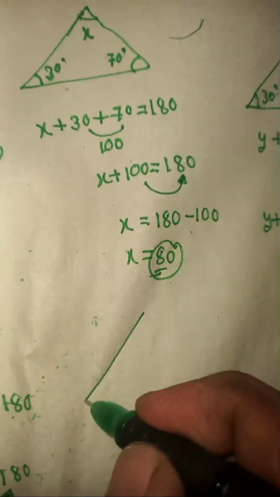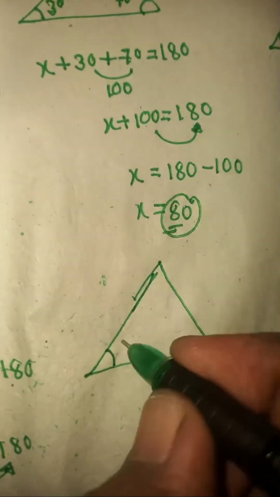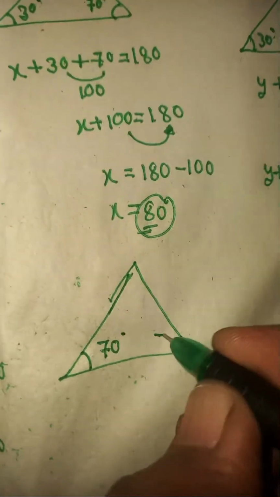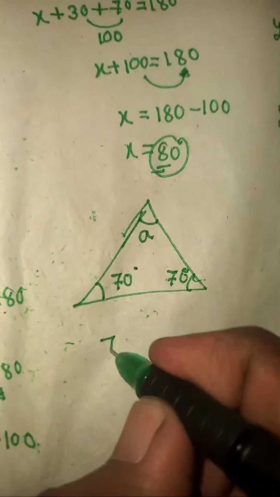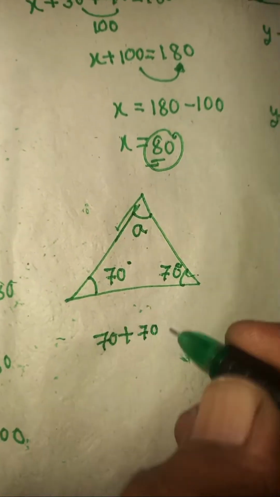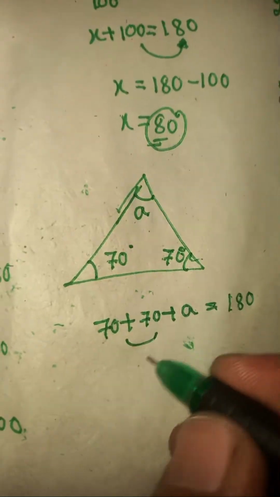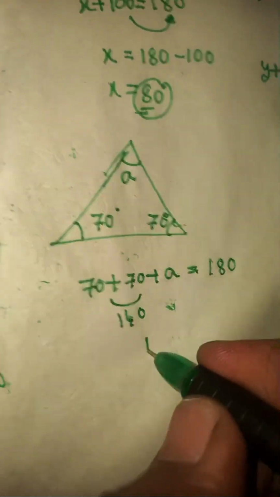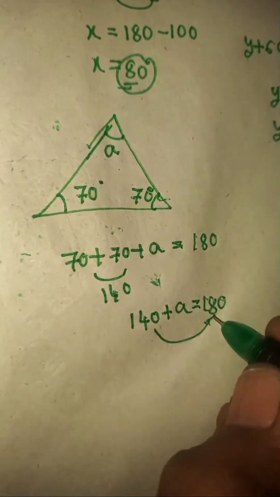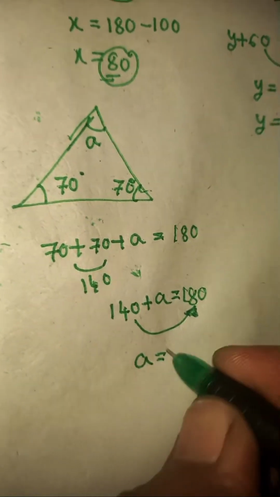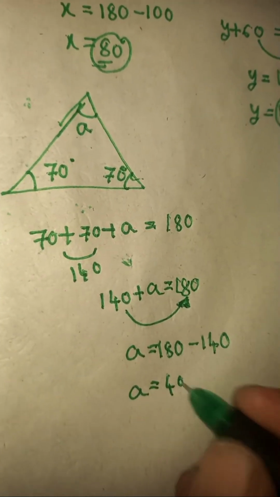Now let's take one more problem. Here I take one more triangle, and two more triangle problems I will do. Here they have given this angle as 70 degrees, this angle also 70 degrees. Find out the angle A. Now we can take 70 plus 70 plus A equals 180 degrees. 70 plus 70 is 140. 140 plus A equals 180 degrees. So now if you send that 140 that side, A equals 180 minus 140, A equals 40 degrees.